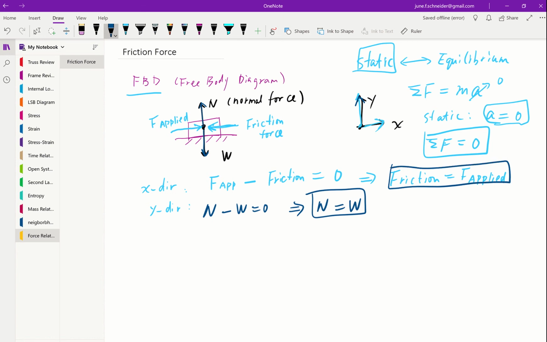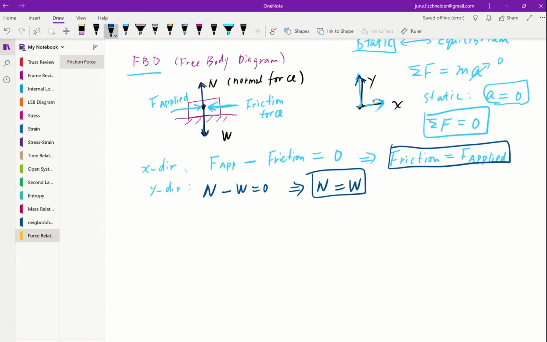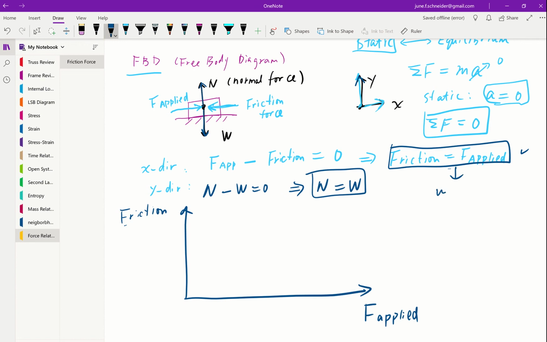Now I invite you to look at this diagram I'm going to draw. The x direction here is going to be this applied force we have over here, and the y direction is going to be our friction force. So from the first equilibrium in the x direction, we realize friction is going to be equal to the applied force. This is when the book is not moving, when the book has not moved yet.